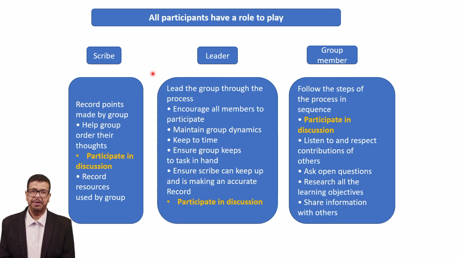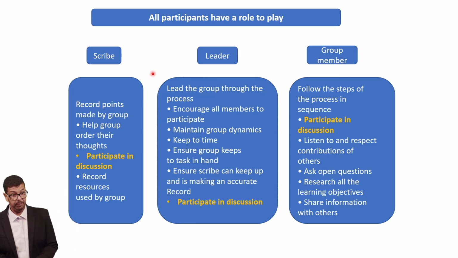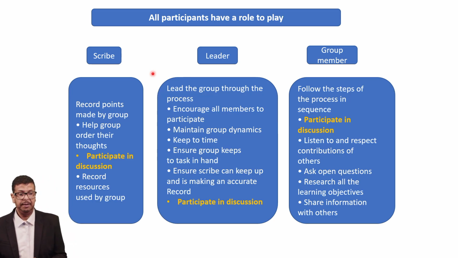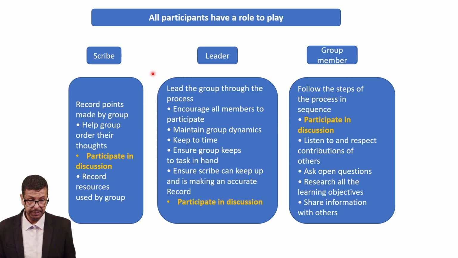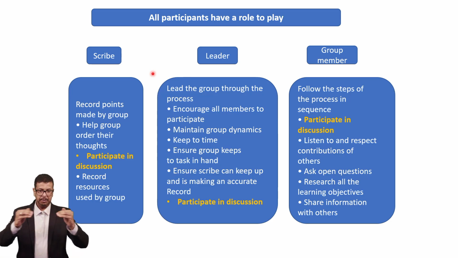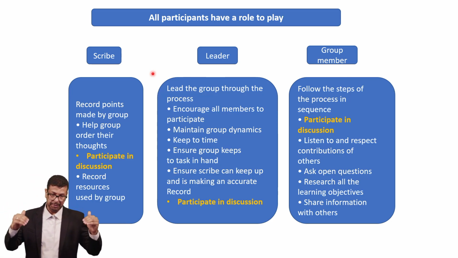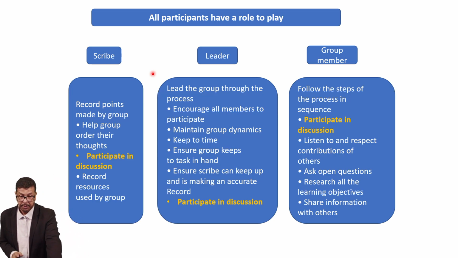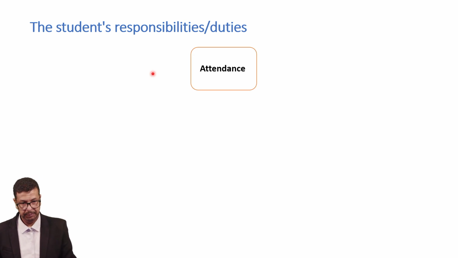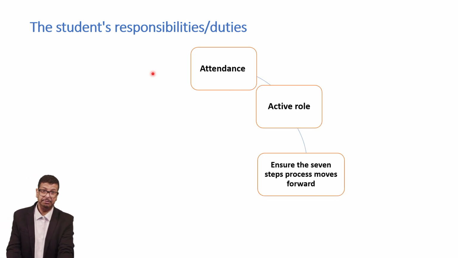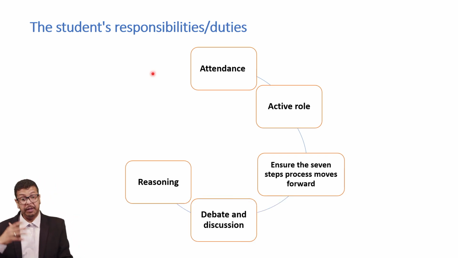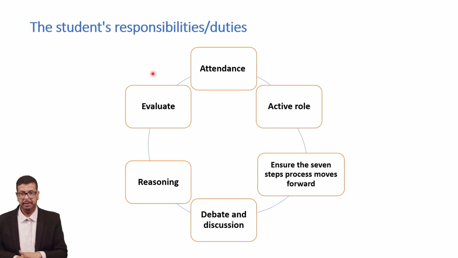Group members follow the steps in the process sequence, the 7 jumps approach, participate in discussion, listen and respect the contribution of others, ask open questions, research all learning outcomes or learning issues, and share with others. The common responsibility for every member in the group, the leader, the scribe, and the group member, is to participate in the discussion. Let's also revise the student's role: attendance, having an active role, ensuring the 7-step process moves forward, debate and discussion, reasoning, developing clinical reasoning, and evaluating.